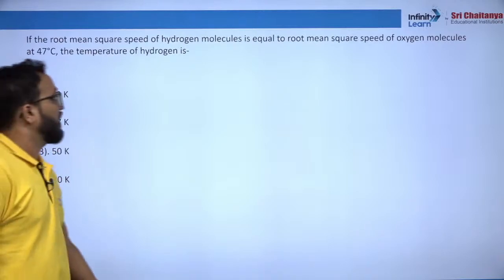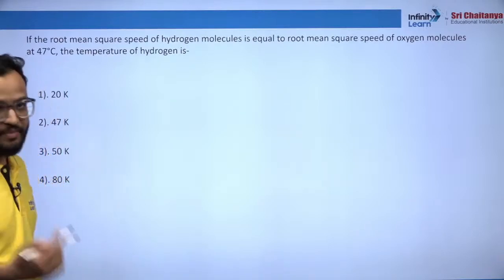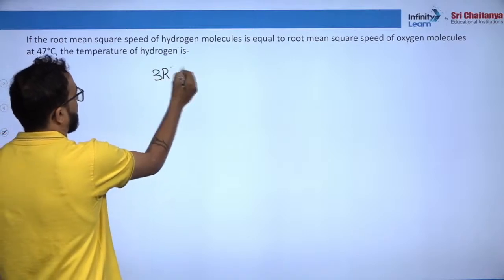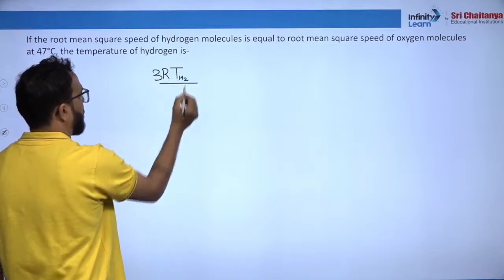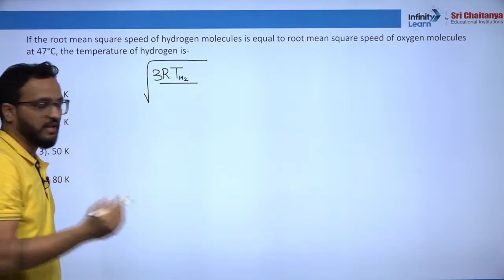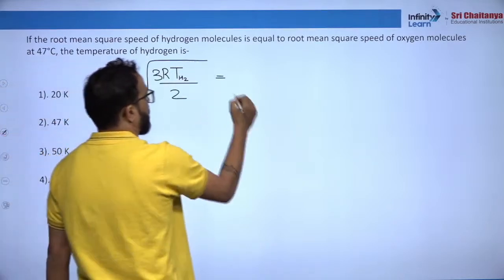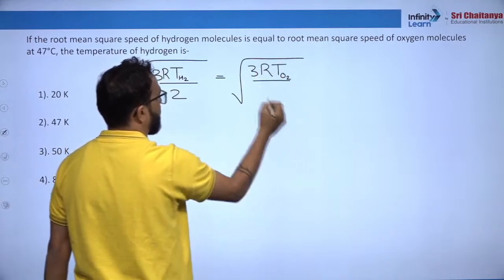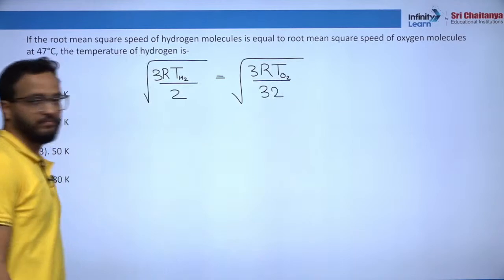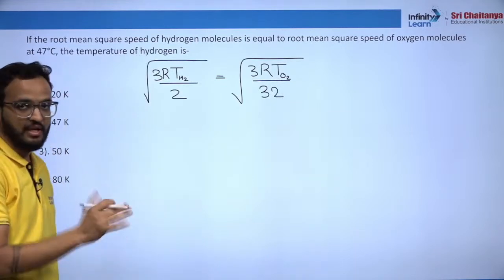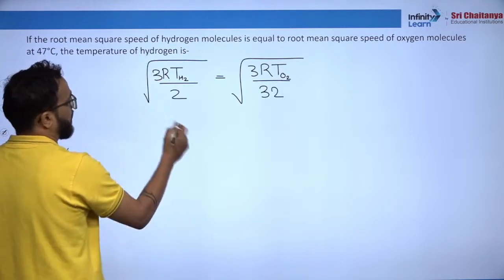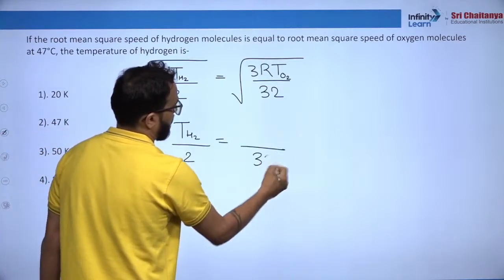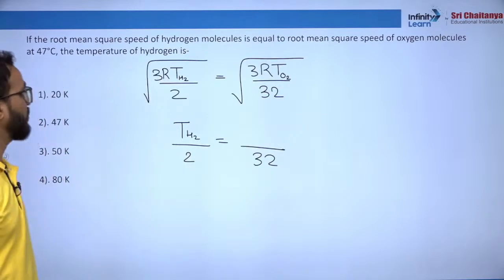Now, the root mean square speed of hydrogen molecules is equal to that of oxygen molecules. What is root mean square? Root over 3RT by M naught. So root over 3RT of hydrogen upon, what is the molecular mass of hydrogen? It will be 2. This is equal to root over 3R temperature of oxygen upon 32. 3R and 3R are gone, under root will also be gone. Temperature of hydrogen over 2 is equal to 32 into, what is the temperature of oxygen molecules they have given?